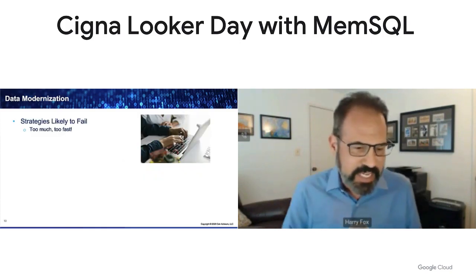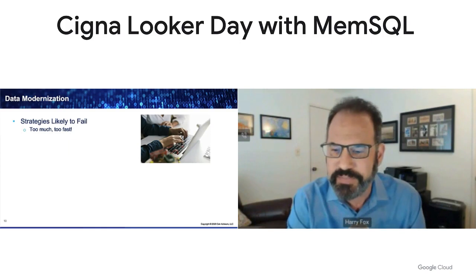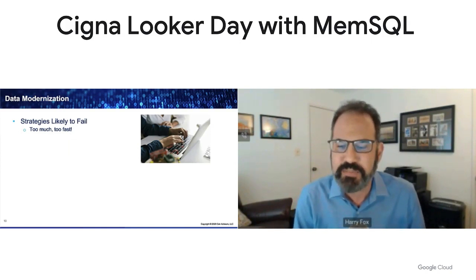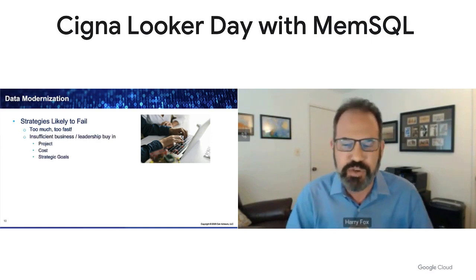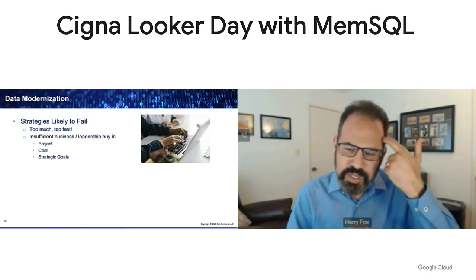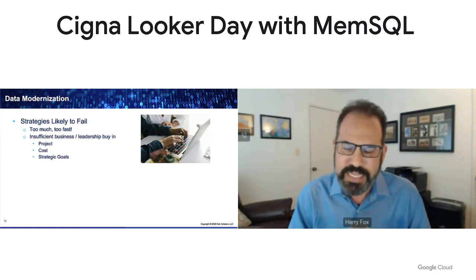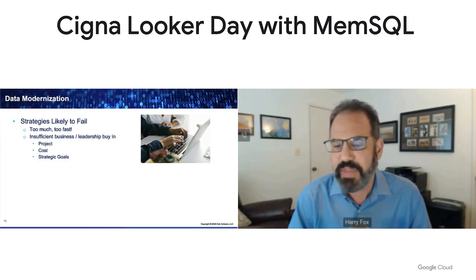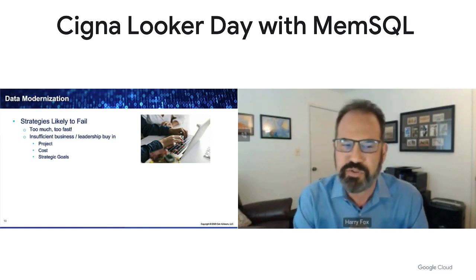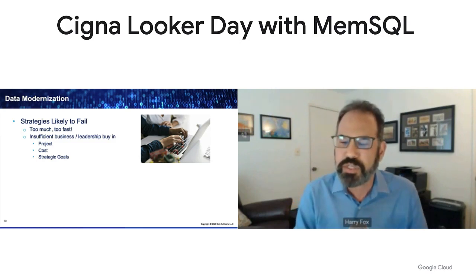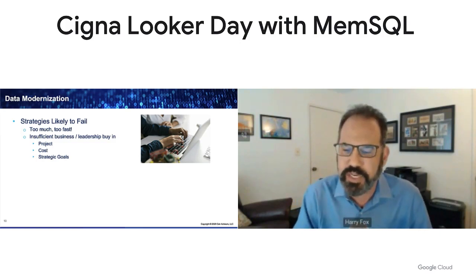And when you think of data modernization, there's some strategies that are likely to fail. Certainly, too much, too fast can often be a recipe for failure. You try and boil the ocean, and it's too complicated. The other places projects fail is insufficient business and leadership buy-in, either to the project or the cost or to the strategic goals. These are often dimensions that may work for a cycle of funding, but don't work for the long term, especially for large multi-year projects.